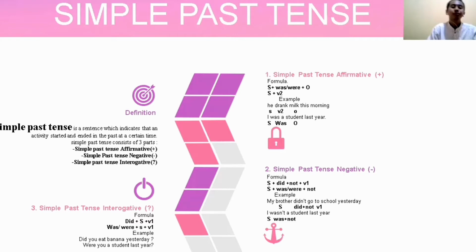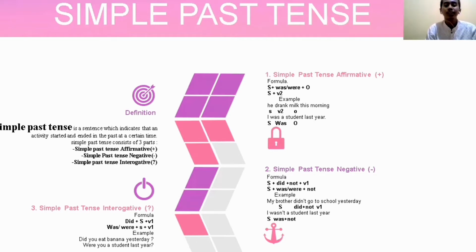The last explanation about simple past tense interrogative. We can use the formula did plus subject plus verb 1. Example, did you eat banana yesterday? If you want to make a question sentence, you put did in the first position, followed by subject plus verb 1.